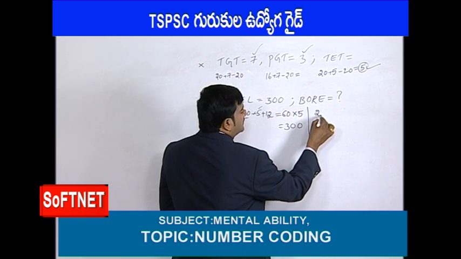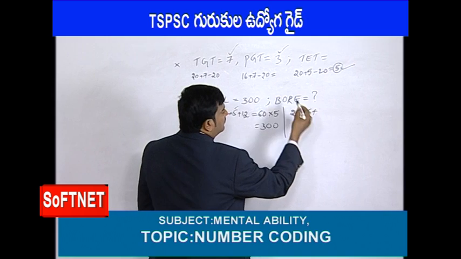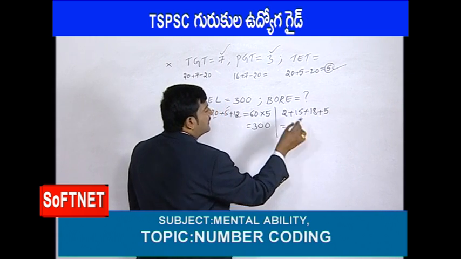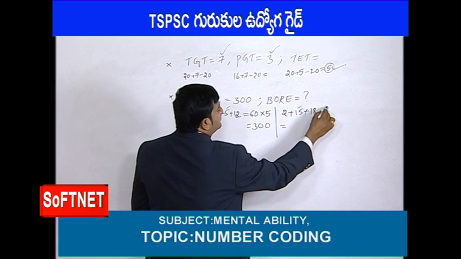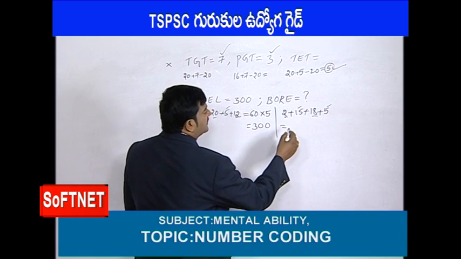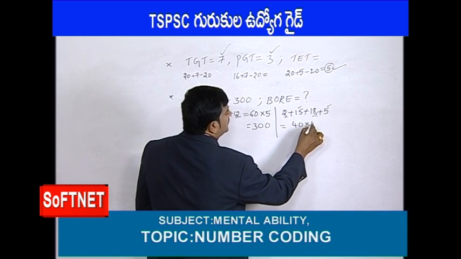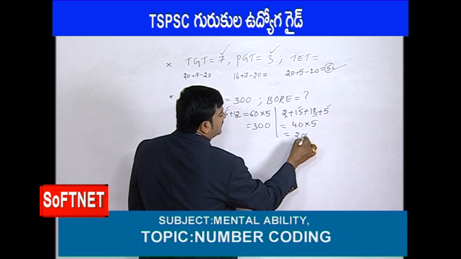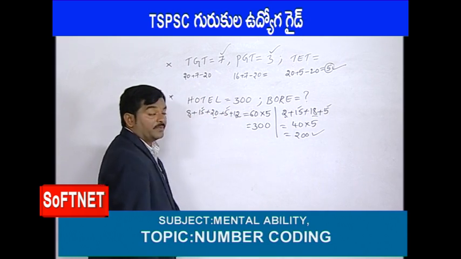Bore. B means 2. O means 15. R means 18. E means 5. Add all these values. 15 plus 5, 20. 18 plus 2, 20. 20 plus 20, how much? 40. 40 should be multiplied by how much? 5. 40 into 5, how much are you getting? 200.